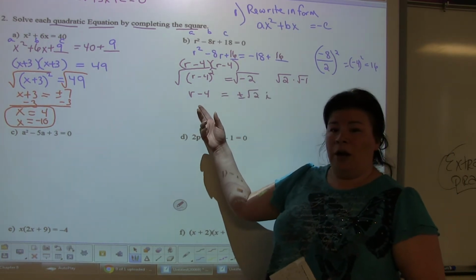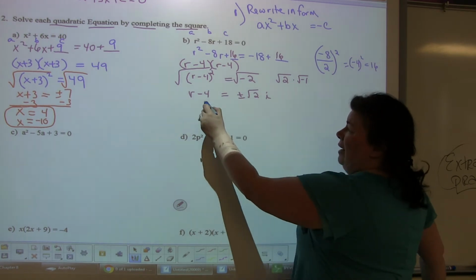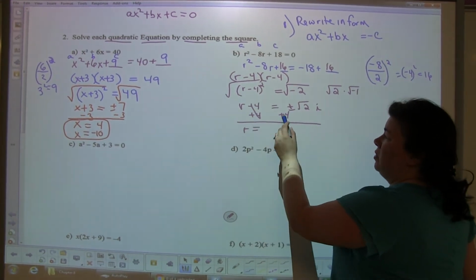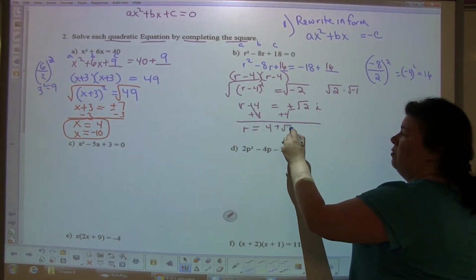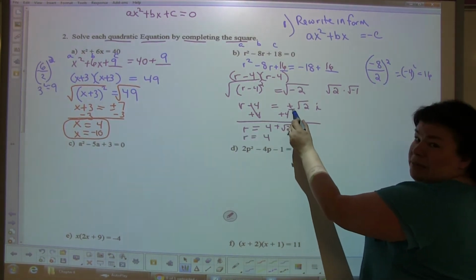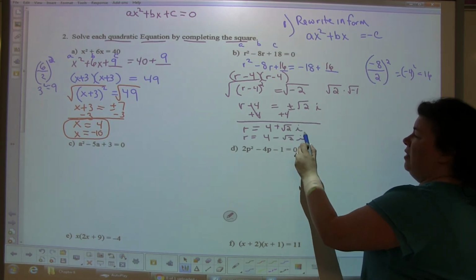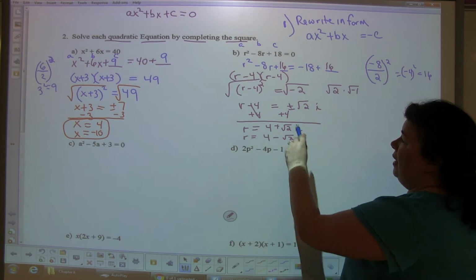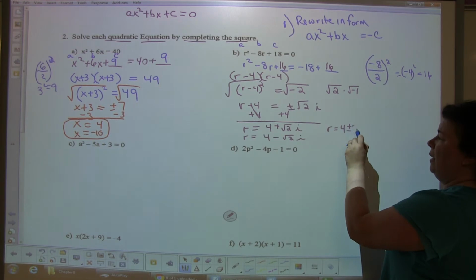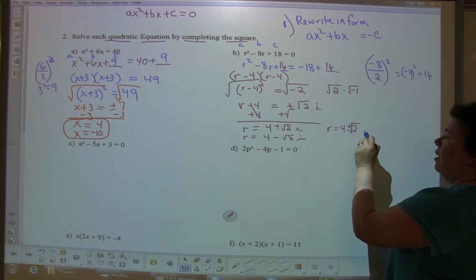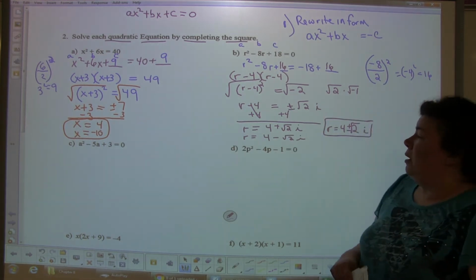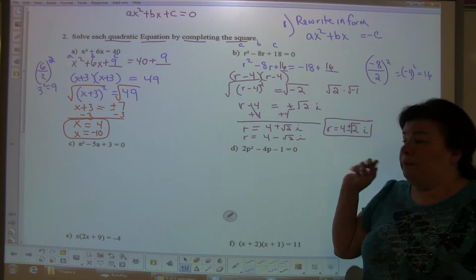So to solve for r, we're going to add 4 to both sides, and when we do that, we're going to get r equals 4 plus root 2i, and also r equals 4 minus root 2i. And that is actually our final answers. Again, this is where they're separated, or we could rewrite them as r equals 4 plus and minus square root of 2 and then i. Remember that the i is technically not underneath the radical, and these cannot be added because they are unlike terms.